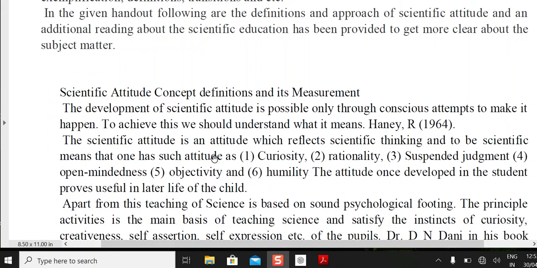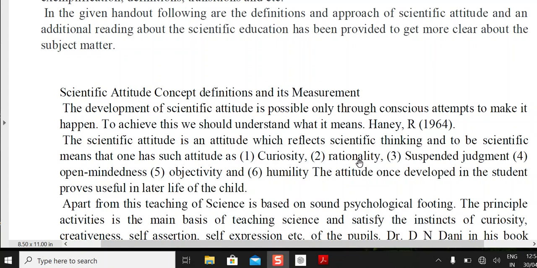Fine. Let's read this definition. The scientific attitude is an attitude which reflects, attitude meaning your natural reaction, your natural approach. Clear? It is called attitude, which reflects scientific thinking. And to be scientific means that one has such an attitude as, number one, curiosity, that he is curious about worldly phenomena, for example how the rain comes, how the earthquake happens, how we extract minerals from the earth, how information is transported through the internet to others. Clear? This is called curiosity, to look into the subject matters happening around us with a thirst.